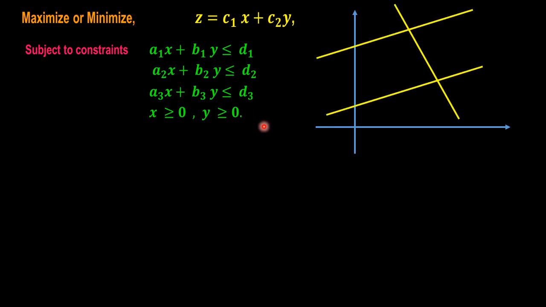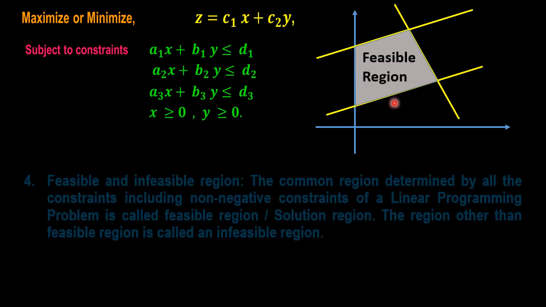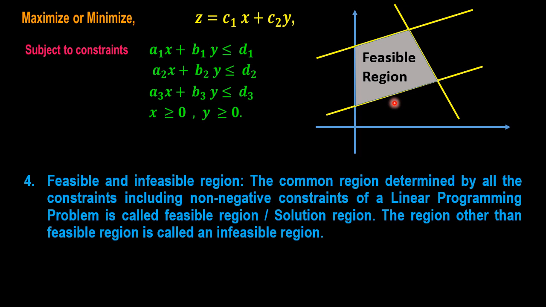Then we will get three lines, and the region which is common to the three linear inequalities, we shade it, and this region which is common to all, we call it the feasible region. So here we define feasible and infeasible region.